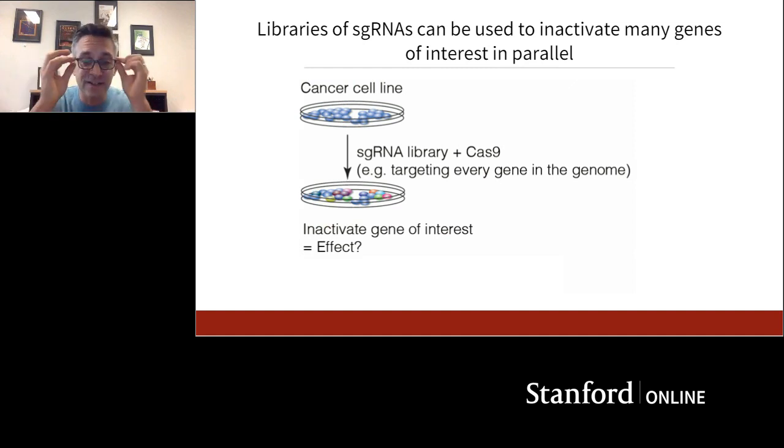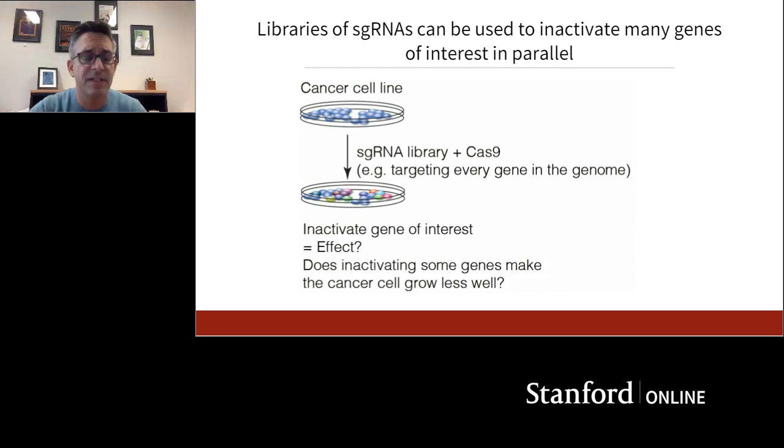And in this case, the effect could say, if we inactivate some of these genes, maybe this library that we express actually inactivates all the genes in the genome, but individual genes in different cells. If we grow them for some time, some of those cells will grow less well. And there's ways to understand that at the end of the experiment to say, oh, here's the 100 genes that really hurt these cancer cells. Oh, here's some genes that maybe help them grow.